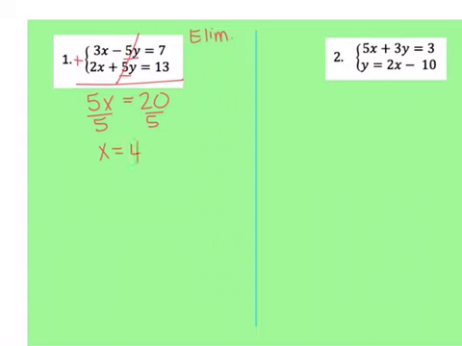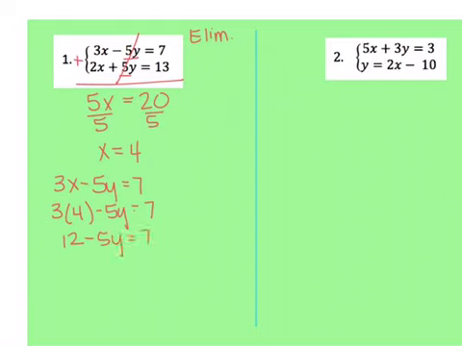And then there's that extra step of taking that and plugging it back in. So pick one of your original equations. I'm going to pick 3x minus 5y equals 7. And now I'm going to plug the 4 in for the x. So I'm kind of going to use substitution there. Substitute the 4 in for the thing I know. And I'm going to go ahead and solve. So I get 12 minus 5y equals 7, minus 12. Divide by negative 5. So y is going to be 1. So my final answer is going to be 4, 1.